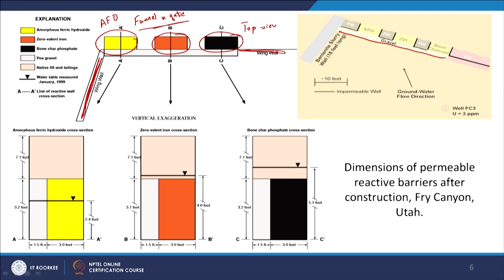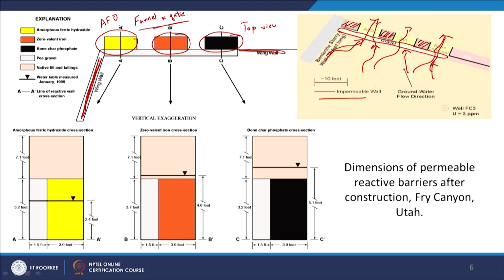So what did they have here? They had gravel here, that is relatively more porous and has high hydraulic conductivity. Obviously you want to have groundwater flow in this particular direction, and they had fill, let us say impermeable layers I guess between this PRB material, and now obviously the groundwater will flow through the AFO, through the ZVI and through the bone charcoal, let us say, right. And this is the setup anyway.